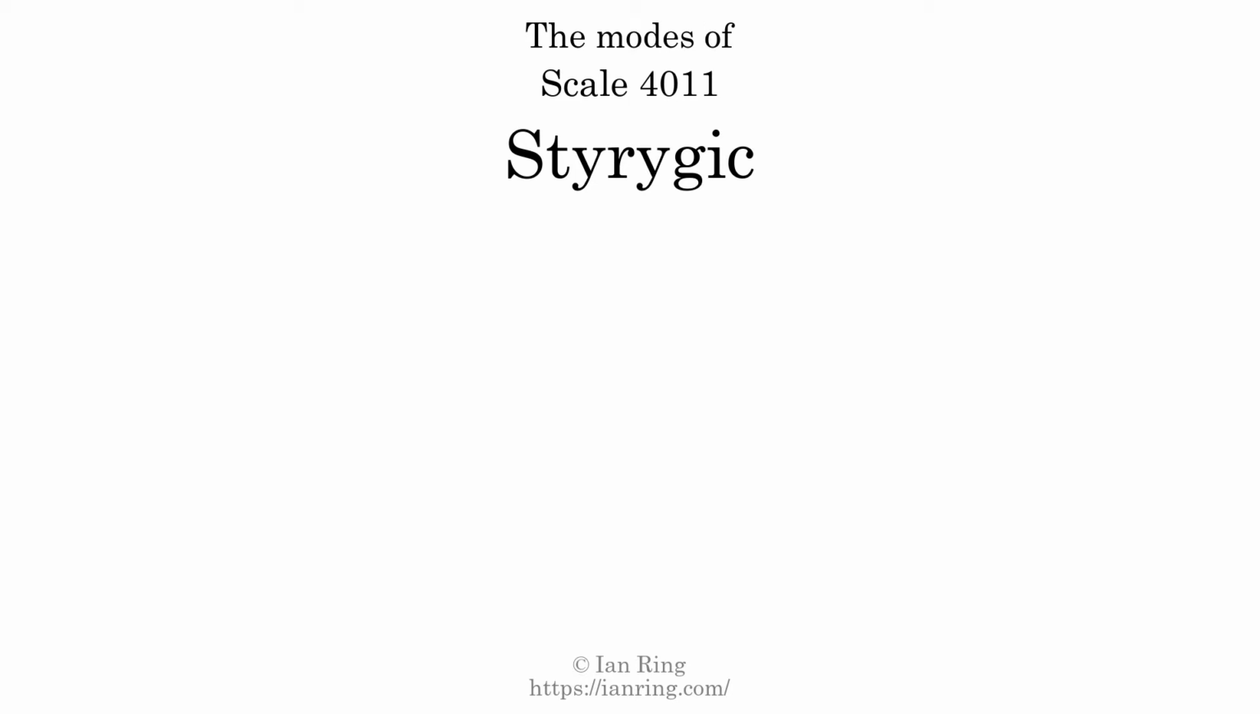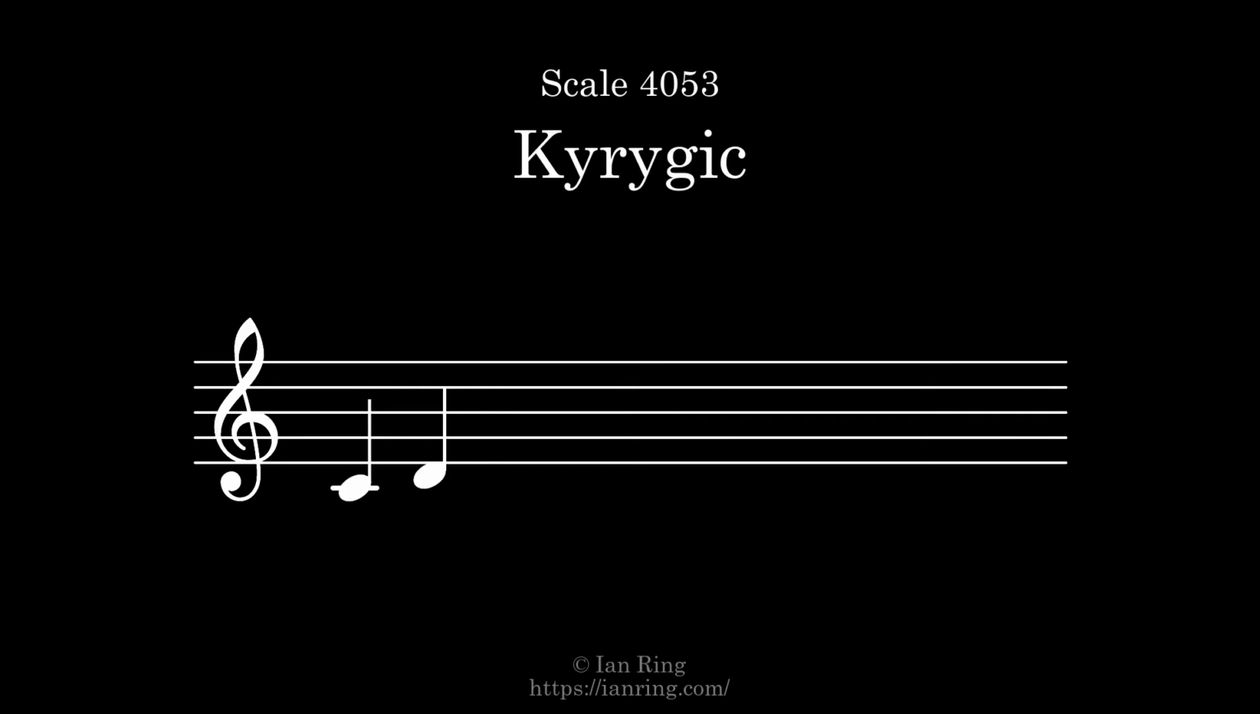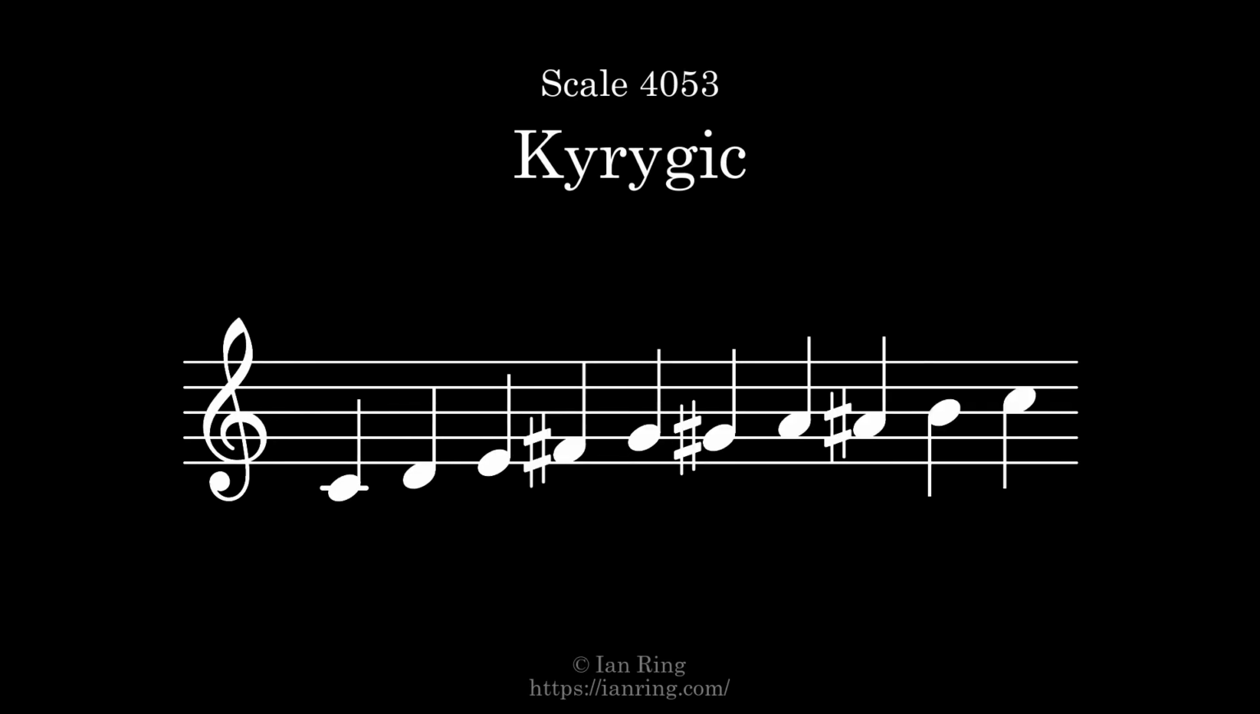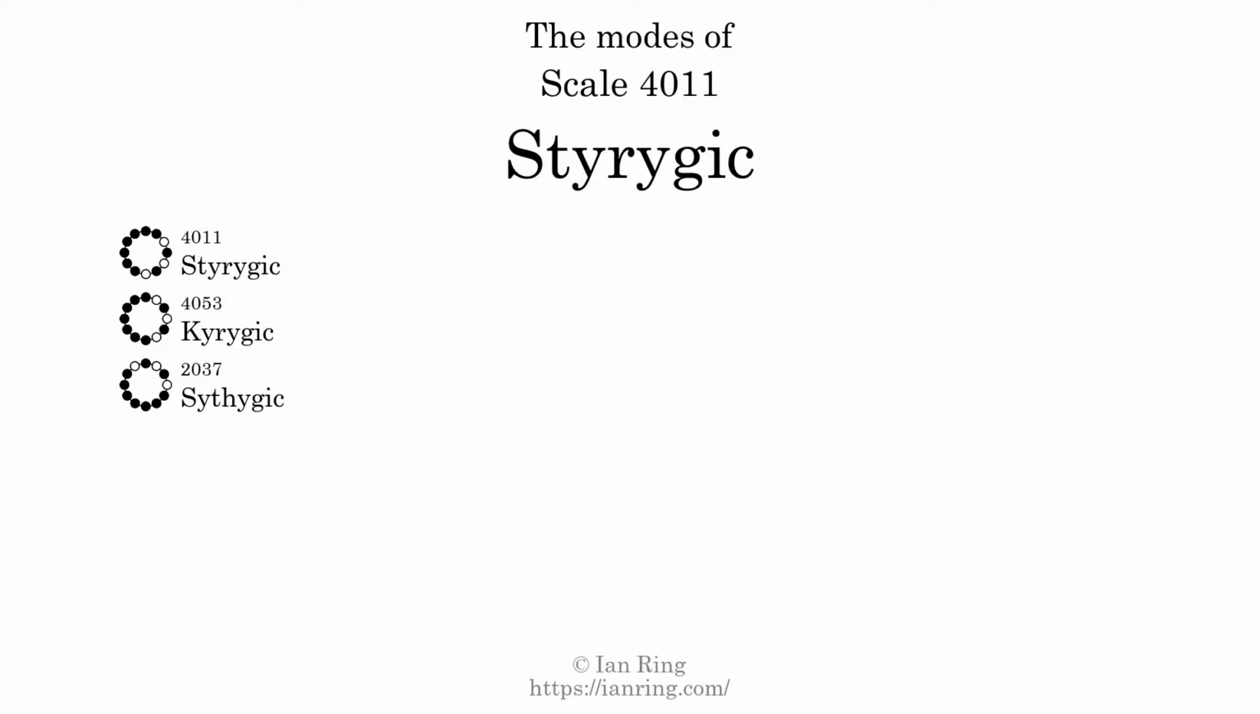This scale has 9 modes. The first mode is itself. The second mode is scale 4053, also known as Styrygic. It sounds like this. The third mode is scale 2037, also known as Styrygic. It sounds like this.